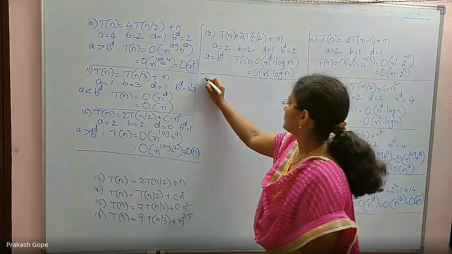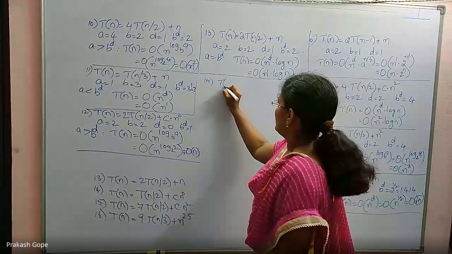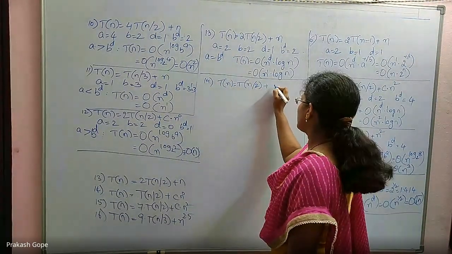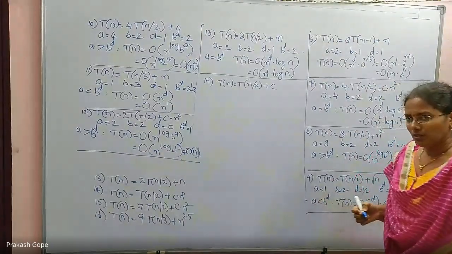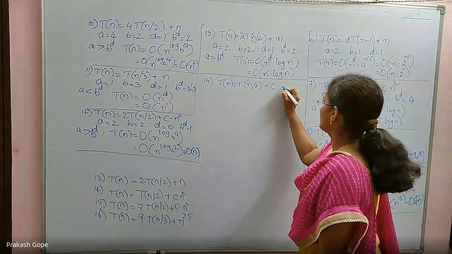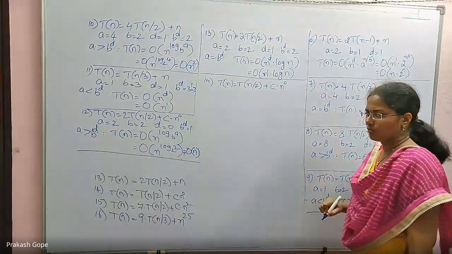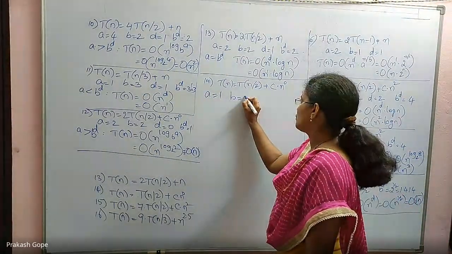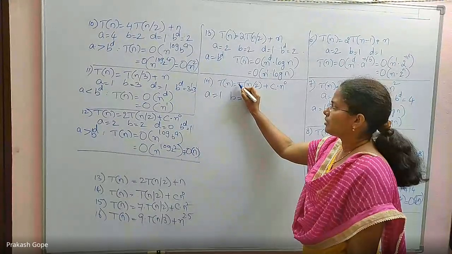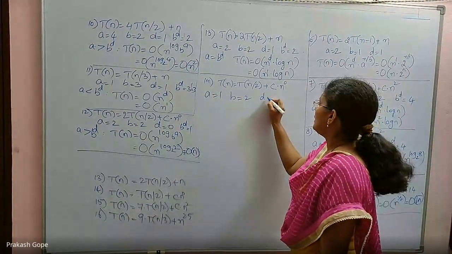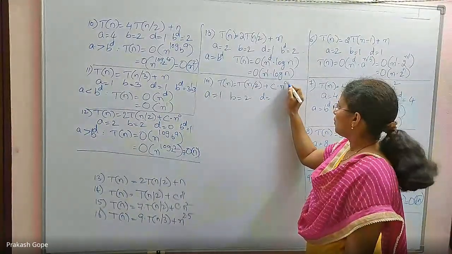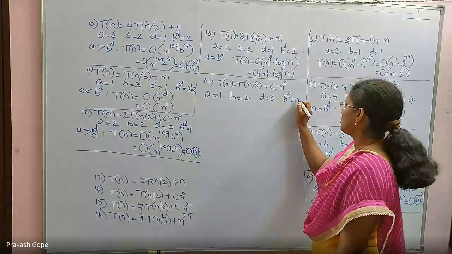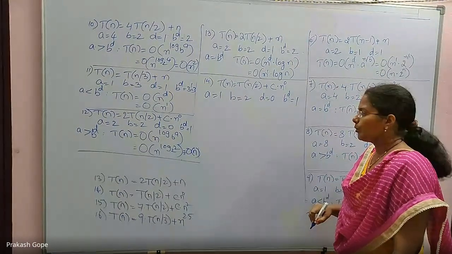14th question. T of n is equal to T of n by 2 plus c, which means c into n power 0, which is D is 0. So A equal to 1, B is 2. So D is n power 0. So what is B power D now? 2 power 0 is 1.